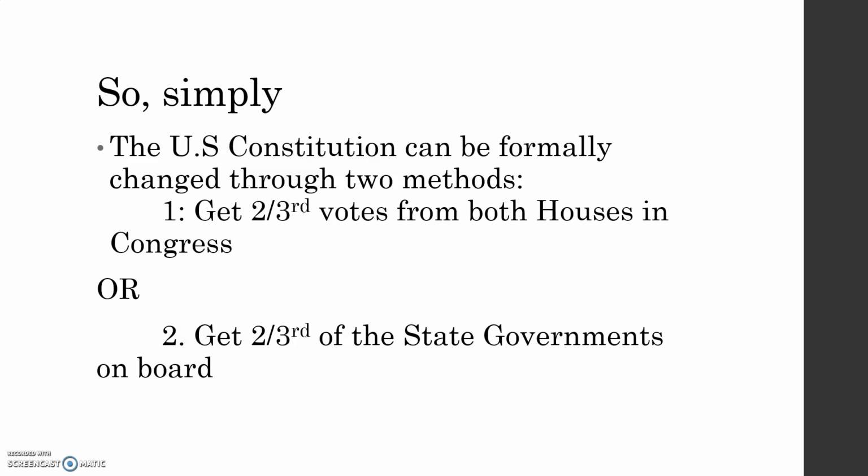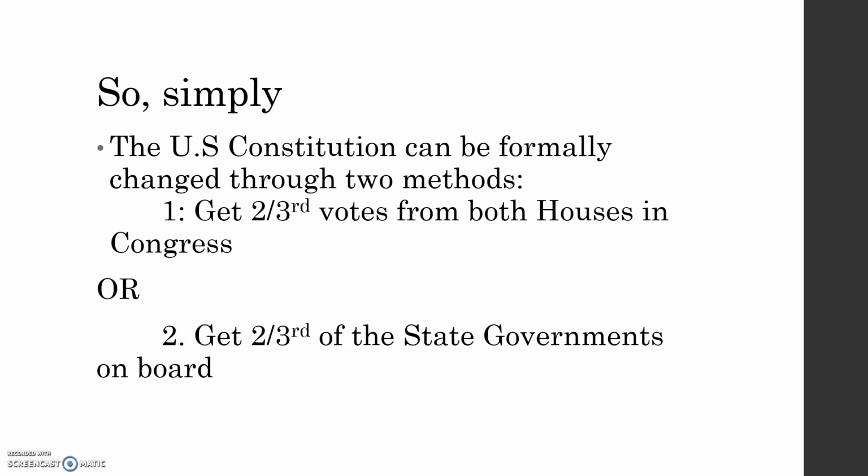So, let's say hypothetically Congress was being big meanies, and there was an amendment that really needed to get passed, and Congress said, no, we're not going to do it. Well, our Constitution is structured to not let 435 people in the House of Representatives and 100 people in the Senate take the whole entire nation hostage.